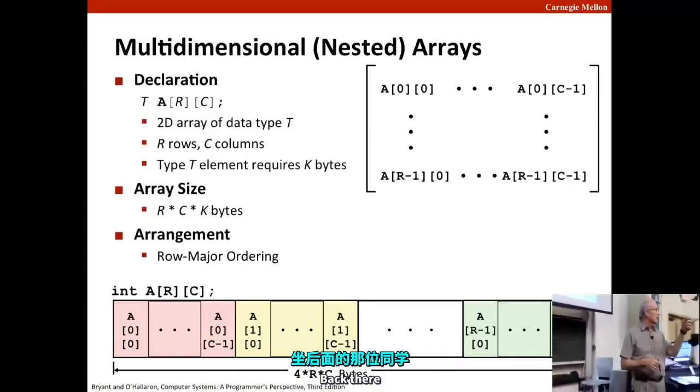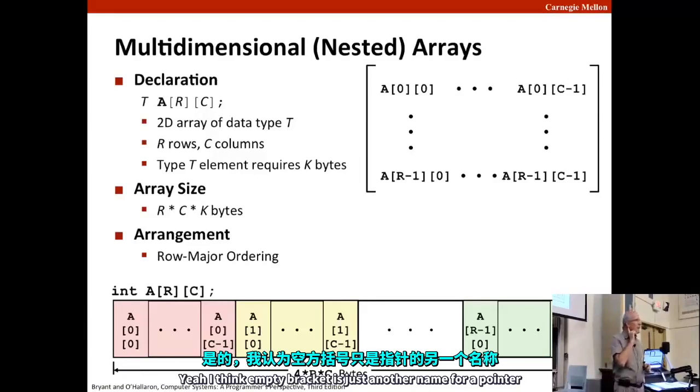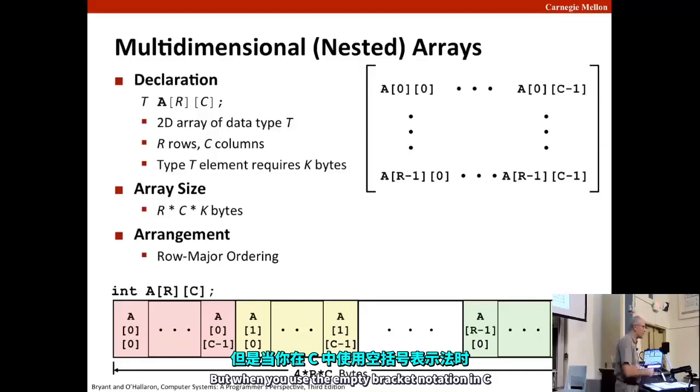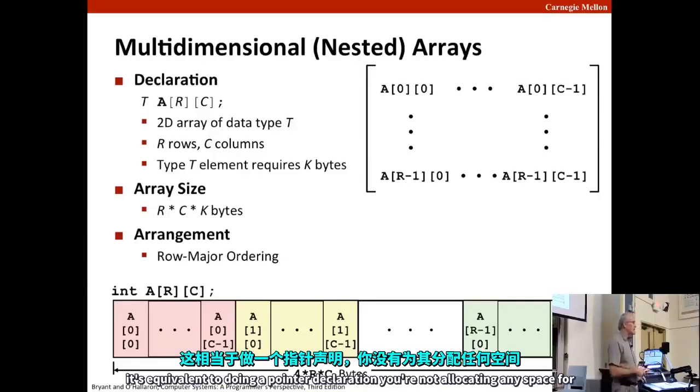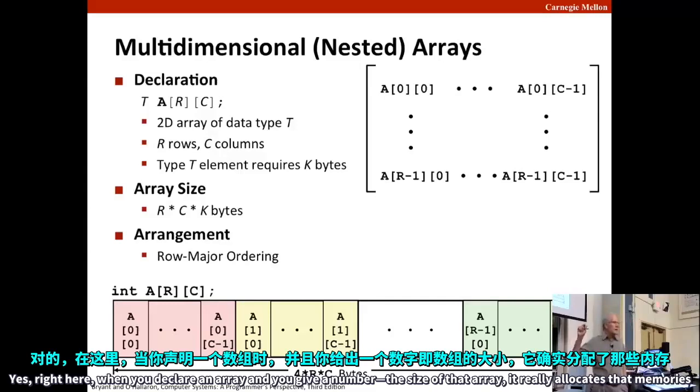Question? Oh, back there. Yeah, so instead of doing 3, I just do A1 empty bracket. Would that just be as if empty bracket? Yeah, I think empty bracket is just another name for a pointer. Usually it's just given as arguments. There's some restrictions on it. But when you use the empty bracket notation in C, it's equivalent to doing a pointer declaration. You're not allocating any space for it. Here, by saying A1 bracket 3, we actually allocate an array on the stack. When you declare an array and you give a number, the size of that array, it really allocates that memory.